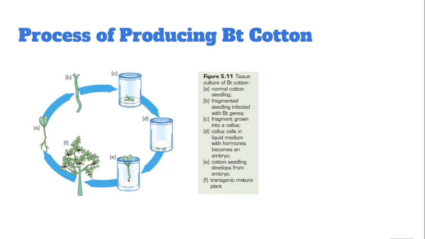Here we have a picture and some steps in which the Bt cotton was produced. So they got a normal cotton seedling. There was a fragmented seedling which was infected with the Bt genes. This fragment grew. The callus that grew, grew in a medium where the hormones produced an embryo. The cotton seedling was produced from the embryo, and then we see that the new mature plant is in fact a transgenic species with that Bt cotton gene incorporated into its genetics.